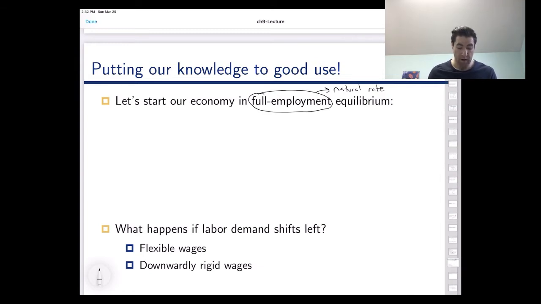And so what I want to look at is what happens if the labor demand curve shifts to the left. And I'm going to look at two cases, flexible wages and downwardly rigid wages, which means that the wage is unable to decrease. So equilibrium wants it to decrease, but it's stuck at its current level. The wage could go up, but it can't go down. So let's start here with our flexible wage case.